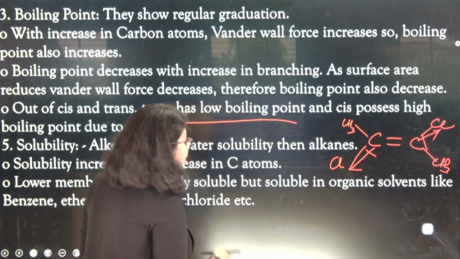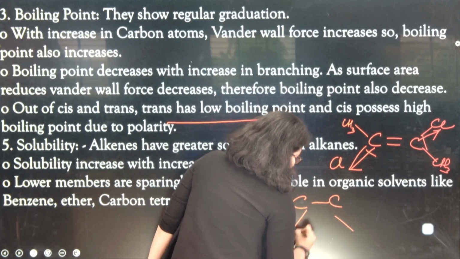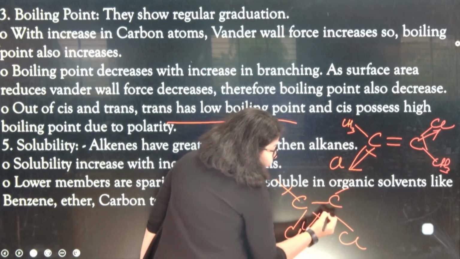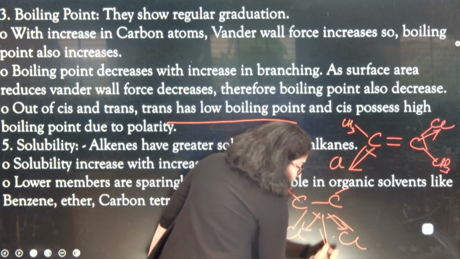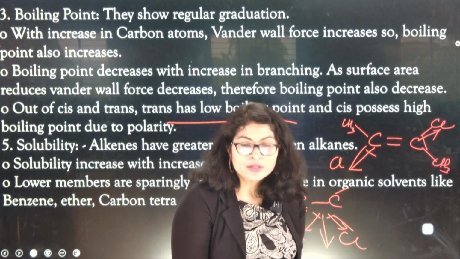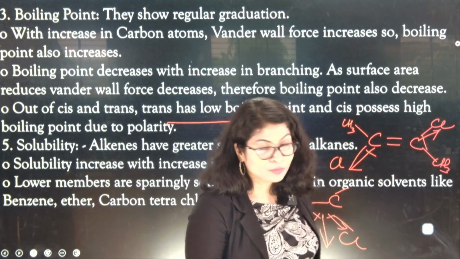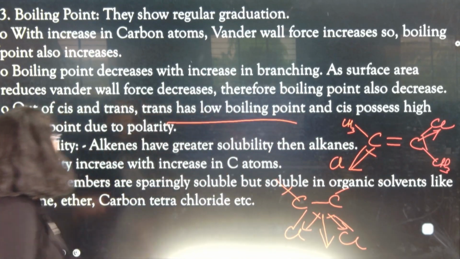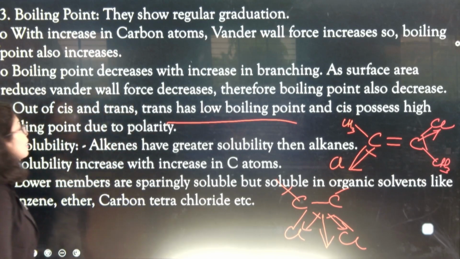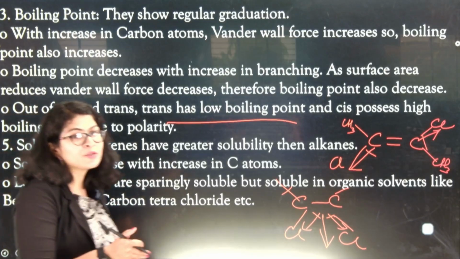But if I see them on the same side, the cis structure, then what happens? The dipole moment has a net value downwards. The dipole moment is not getting cancelled out here, as a result of which this is more polar than the trans isomer. So if I see the boiling point, out of cis and trans, trans has a lower boiling point and cis has a higher boiling point due to some polar character in cis isomers.